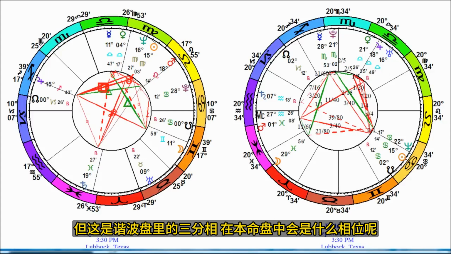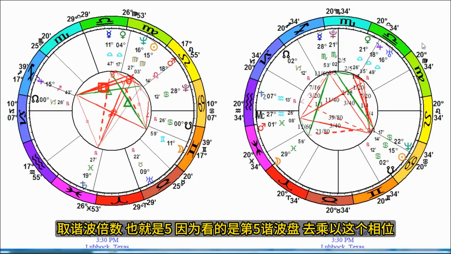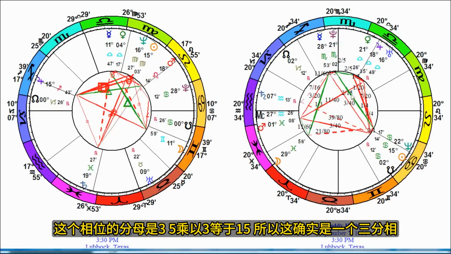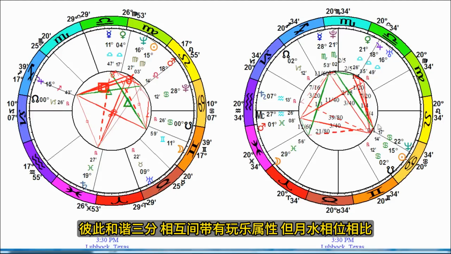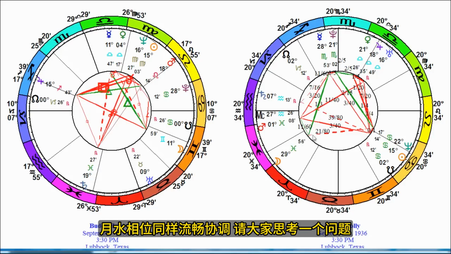So what aspect is it in the natal? Take the harmonic, which is fifth, because I'm looking at a fifth harmonic chart, times the aspect. The denominator of the aspect is 3. 5 times 3 is 15. So this really is a trine, and only a trine in the fifth. His Neptune and Pluto are harmoniously trine, playing with each other. But the moon Mercury, compare that to the moon Mercury. Moon Mercury are working smoothly with each other.